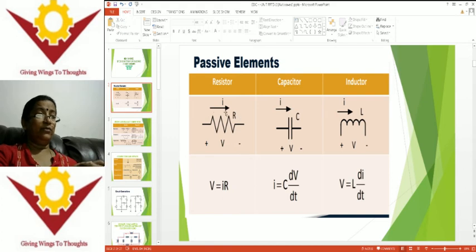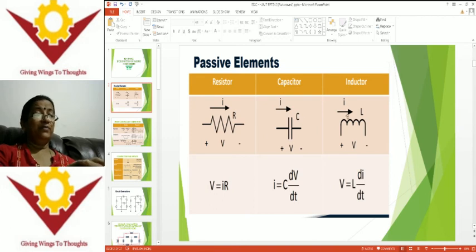The current flowing through the resistor we are indicating as I, and the drop across the resistor is a voltage V. Either drop or voltage or potential, these are synonyms of a voltage. Then capacitor, which stores energy in terms of electrostatic field, we are representing with the letter C, and this is the symbol of capacitor. The current flowing through the capacitor is denoted I, and the drop across the capacitor is also V.